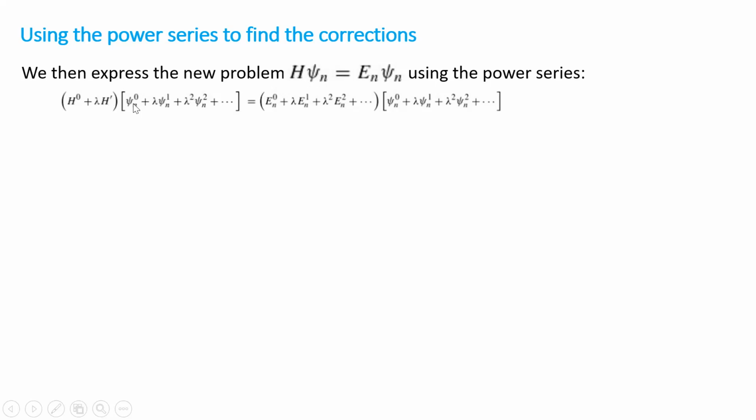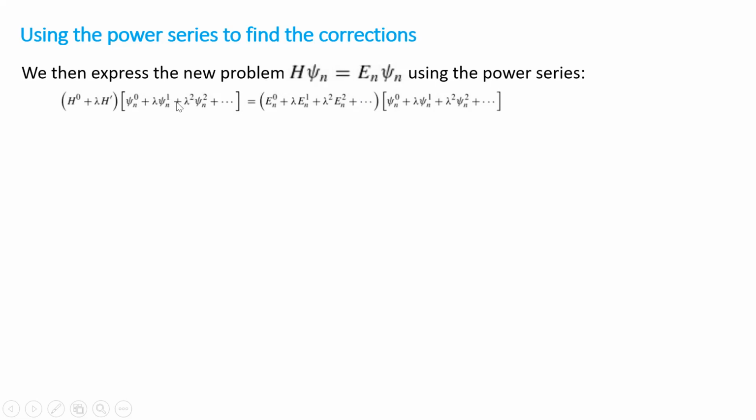Psi n is the original wave function psi n0 plus the corrections: lambda times the first order correction plus lambda squared times the second order correction. And then En on this side becomes En0, the original energy, plus lambda times the first order correction, En1, plus lambda squared times the second order correction, En2, etc. And then here again, we have psi n as the original solution plus the first and second order corrections.